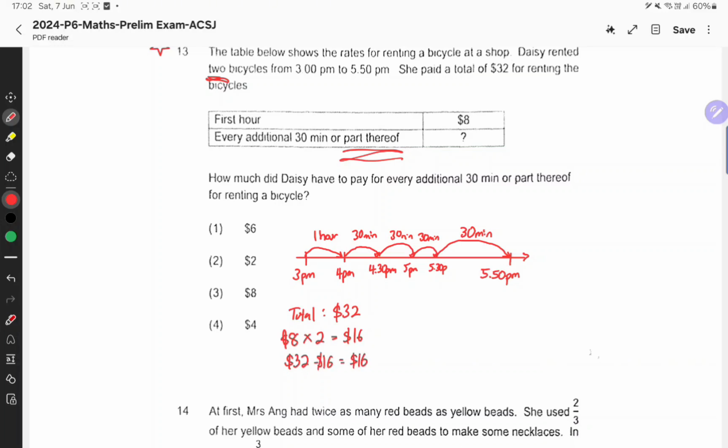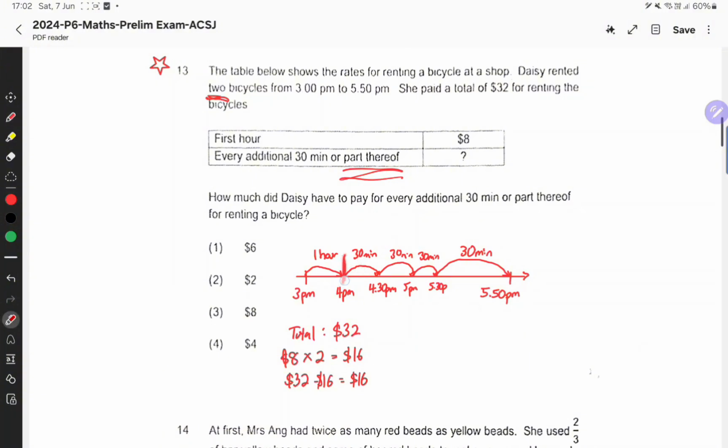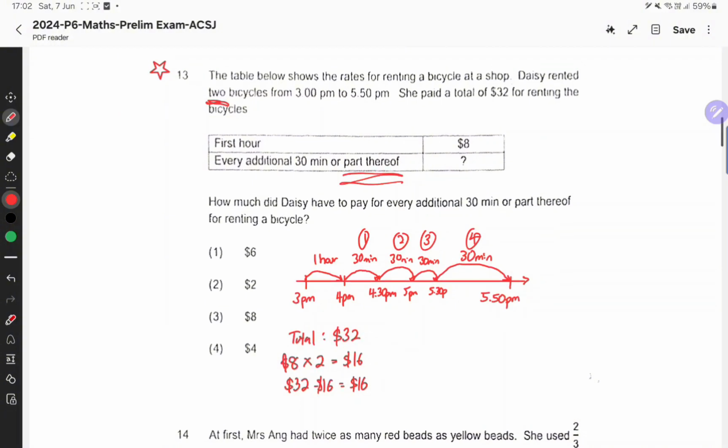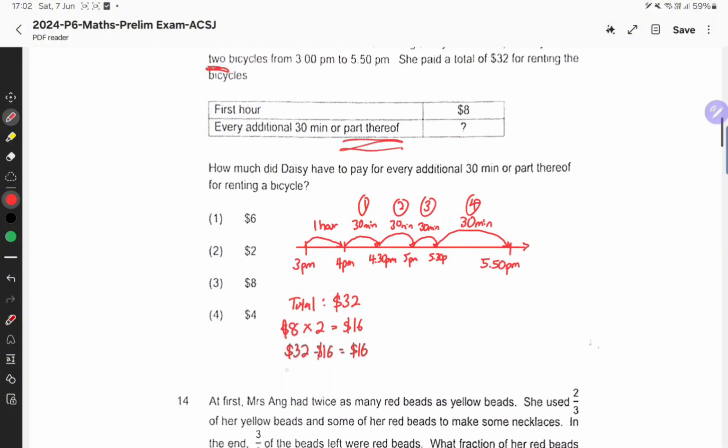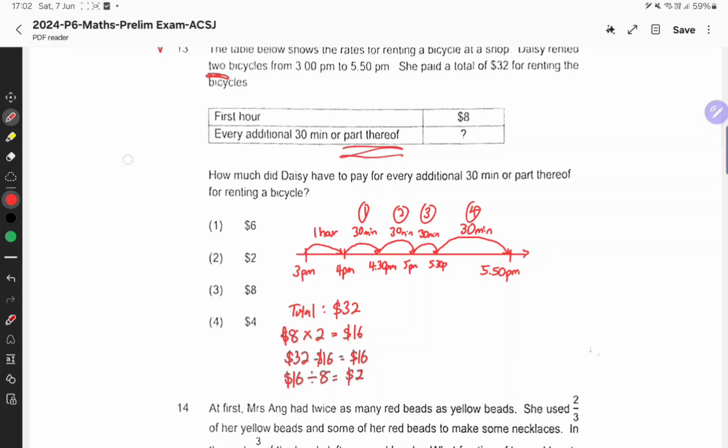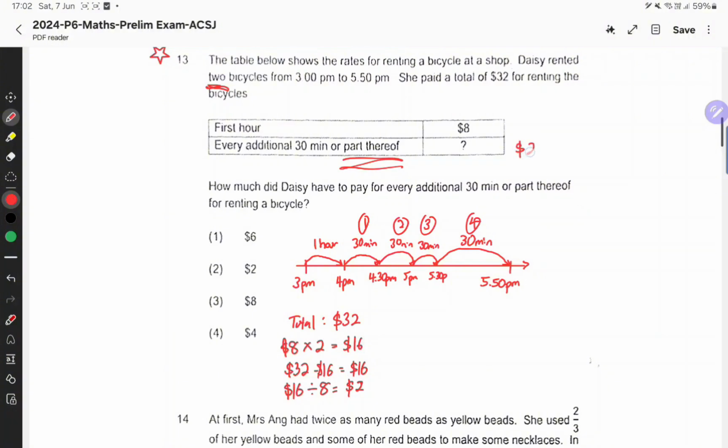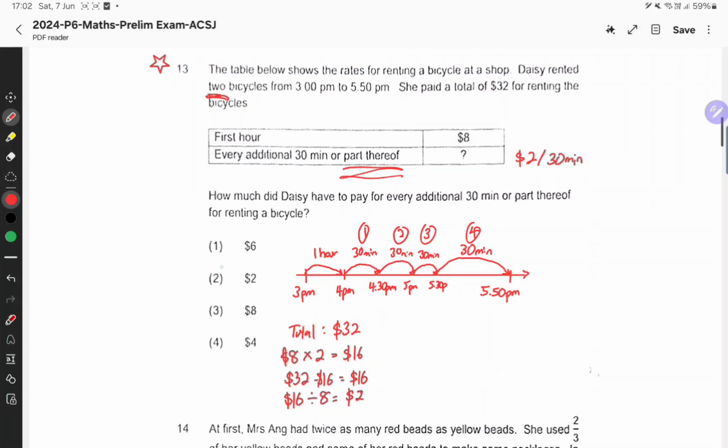So what does this $16 represent? It represents from 4 p.m. all the way until 5:50 p.m. We have a total of 4 slots, 1, 2, 3, 4, and we have 2 bicycles, so 4 times 2 is 8. So $16 divided by 8 is $2. Every 30 minutes is $2 per 30 minutes. So the answer to question 13 is $2.